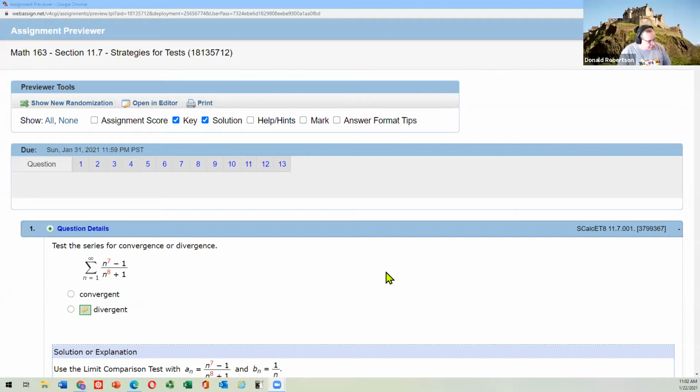Section 11.7, strategies for testing. And I hope you can see that screen. Maybe make it a little bit bigger.